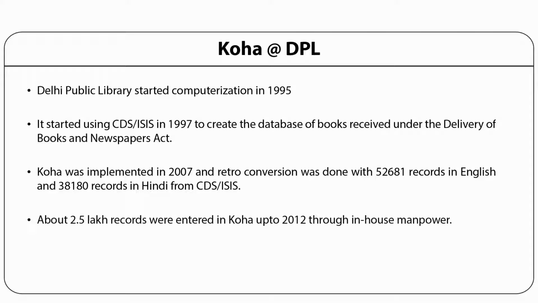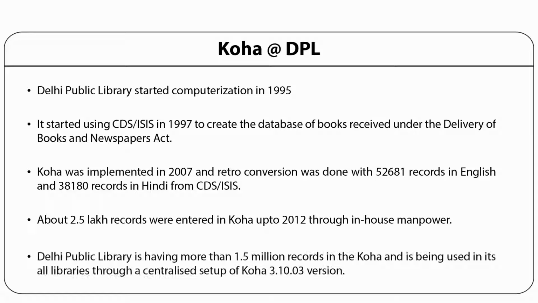About 2.5 lakh records were entered in Koha up to the year 2012 through in-house manpower. At present, Delhi Public Library has more than 1.5 million records in Koha, and it is being used in all libraries through a centralized setup of Koha version 3.10.03. Now, Koha is based on a client-server architecture.